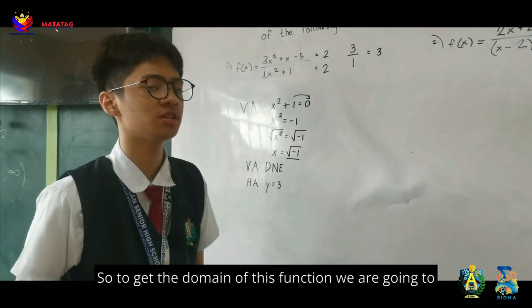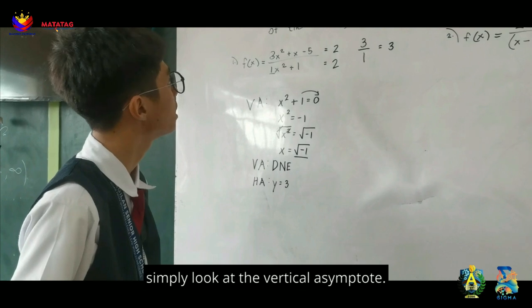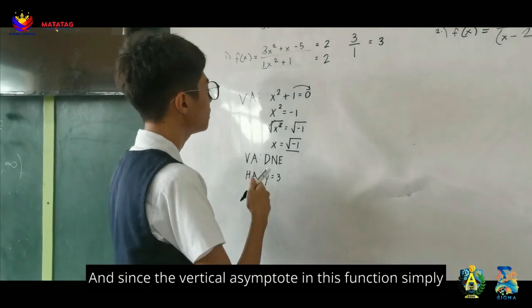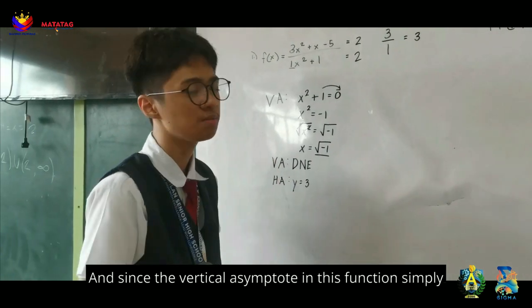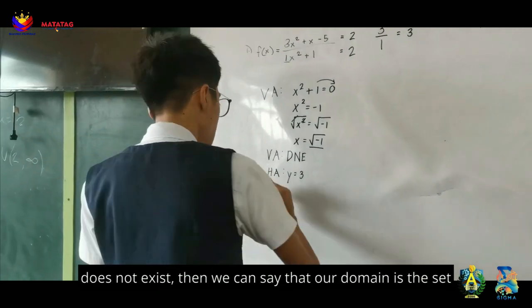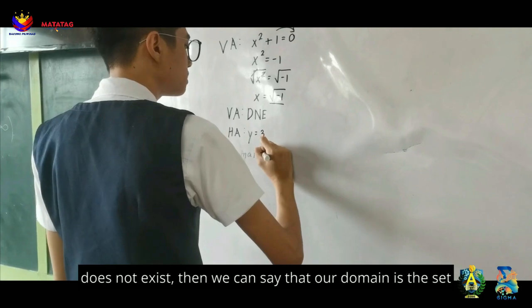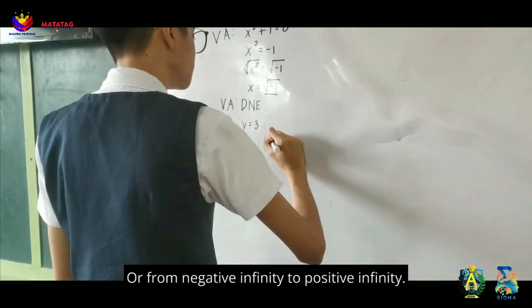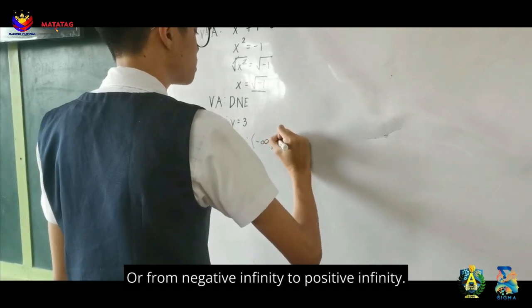To get the domain of this function, we are going to simply look at the vertical asymptote. And since the vertical asymptote in this function simply does not exist, then we can say that our domain is the set of real numbers, or from negative infinity to positive infinity.